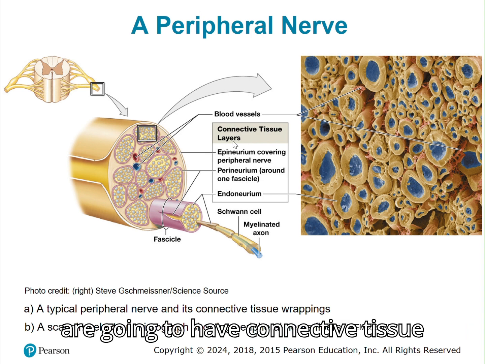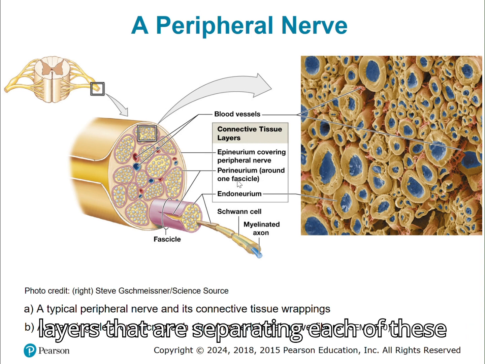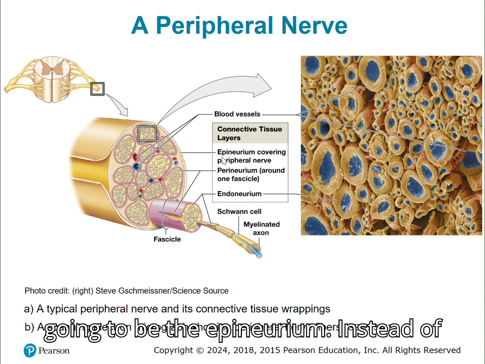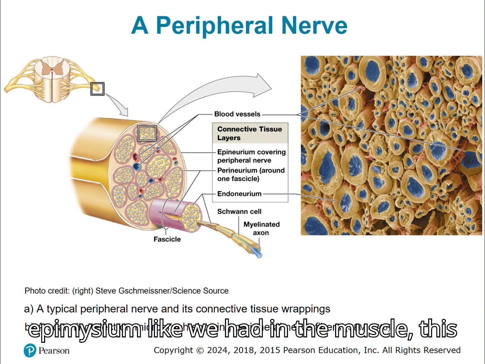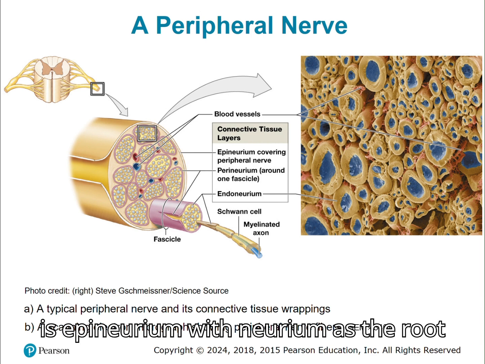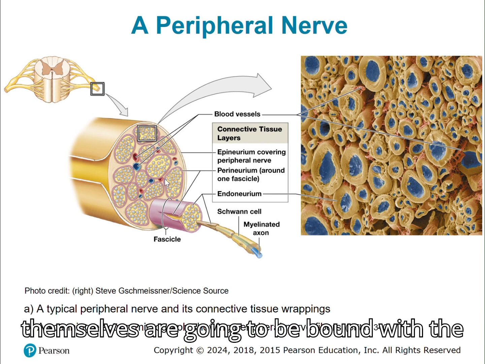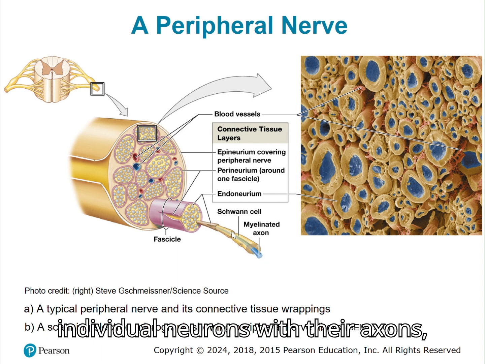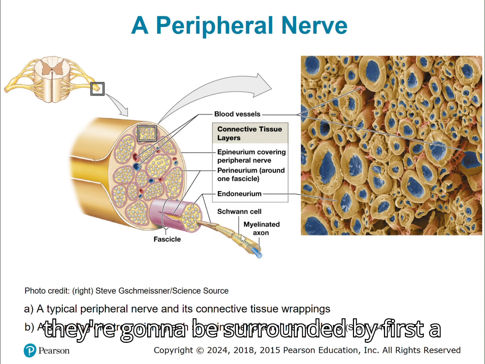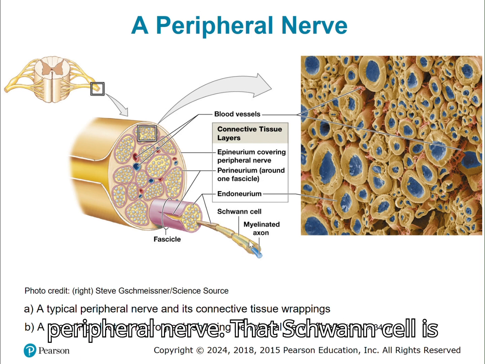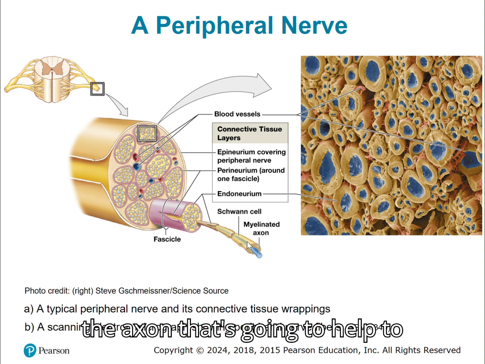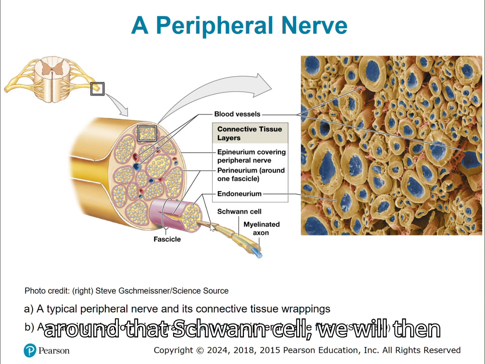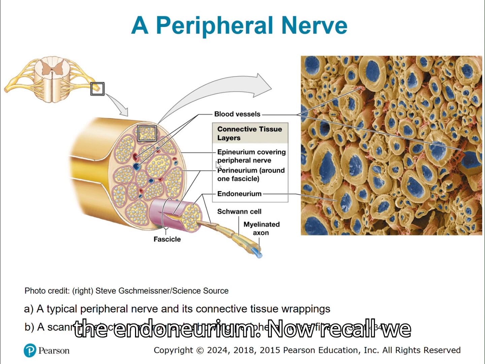Just like with the muscle, we are going to have connective tissue layers that are separating each of these different divisions from each other. So of course our outermost that's going to be around the whole peripheral nerve is going to be the epineurium. Instead of epimysium like we had in the muscle, this is epineurium with neurium as the root word for nerve. Then the fascicles themselves are going to be bound with the perineurium. And then when we look at the individual neurons with their axons, they're going to be surrounded by first a Schwann cell, because this is a peripheral nerve. That Schwann cell is a neuroglial cell that is wrapping around the axon that's going to help to propagate our action potential. But around that Schwann cell, we will then have connective tissue, which is going to be the endoneurium.